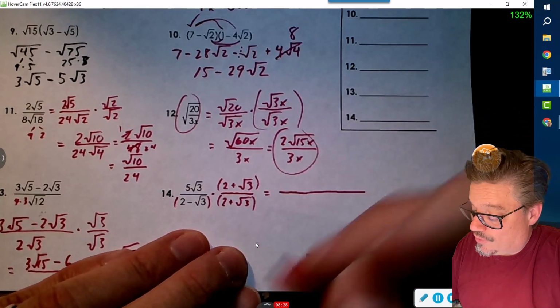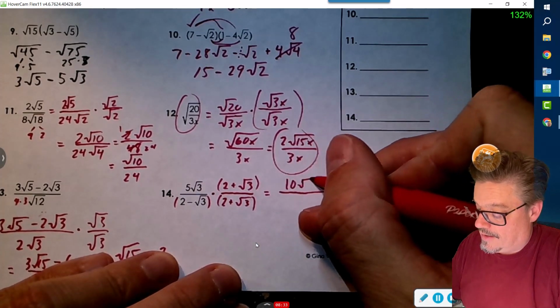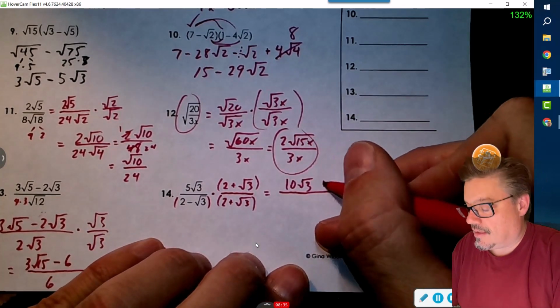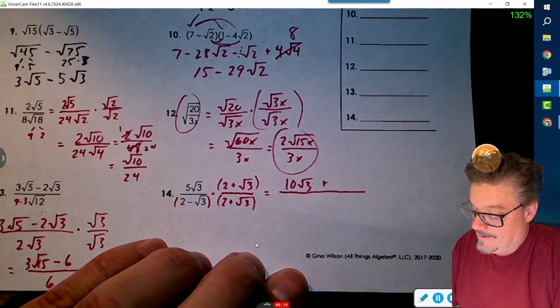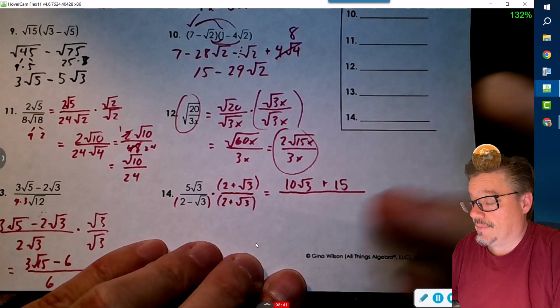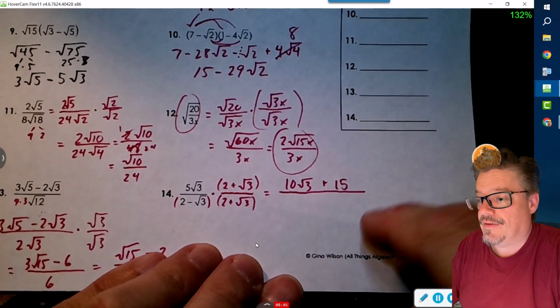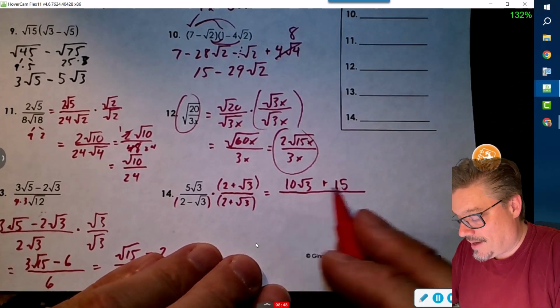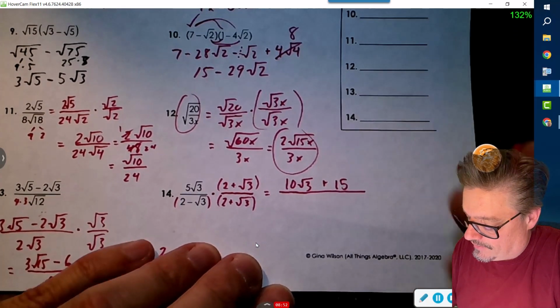5 radical 3 times 2 is 10 radical 3 plus 5 radical 3 times radical 3 would be 15. All right, because radical 3 times radical 3 is 3. 3 times 5 is 15. All right, I do see a common factor here, so I'm going to keep my eyes open. All right, now let's FOIL this guy out.